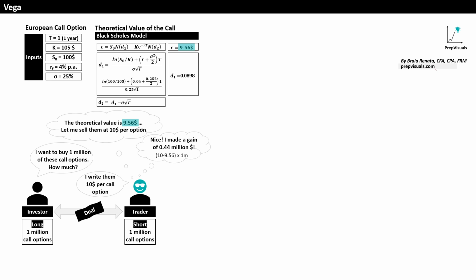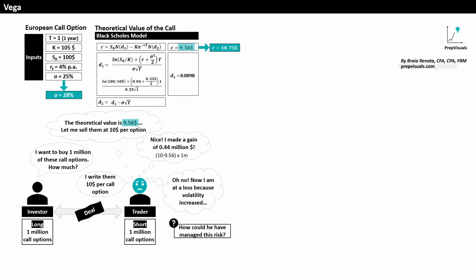Now, the twist in this lesson is that in the meantime, the volatility increases to 28%, which causes the value of the call option to rise to $10.75. And this is where the trader becomes sad, because at this point he made a loss as he sold the option at $10 while the theoretical value is now higher. And the question over here is, how could he have managed this risk? And this is where Vega hedging comes into play, and this is what I will talk about on the right-hand side of the screen.